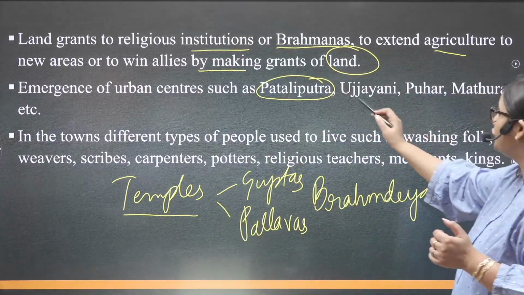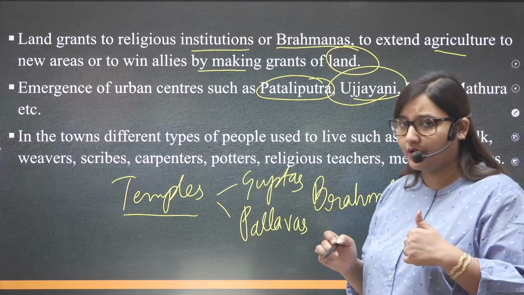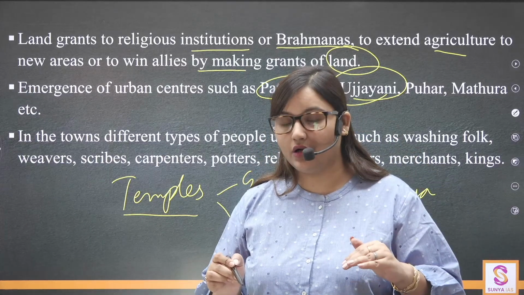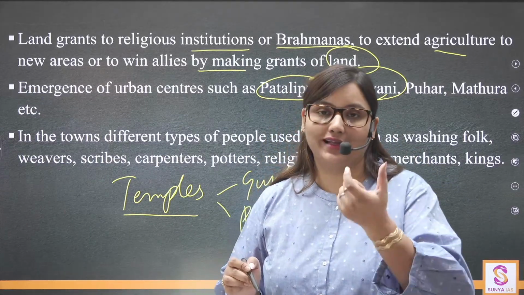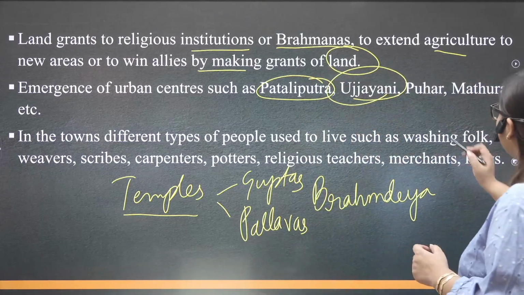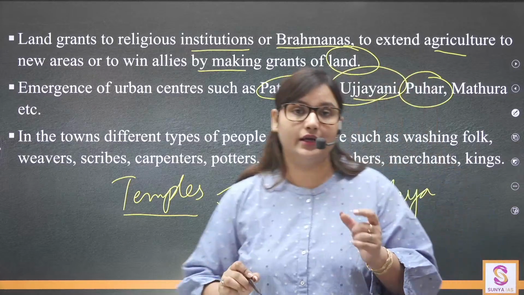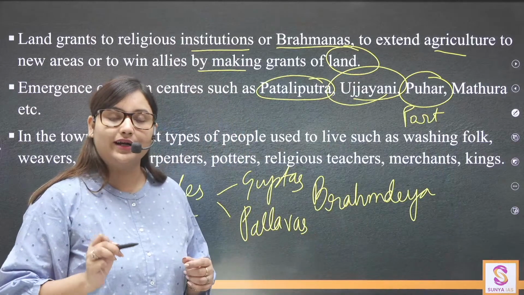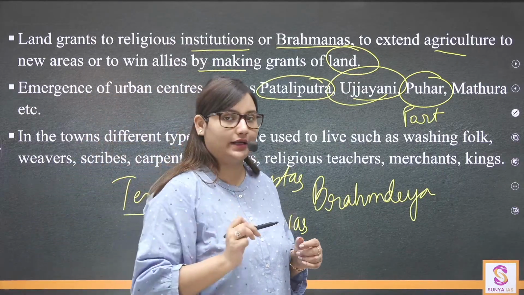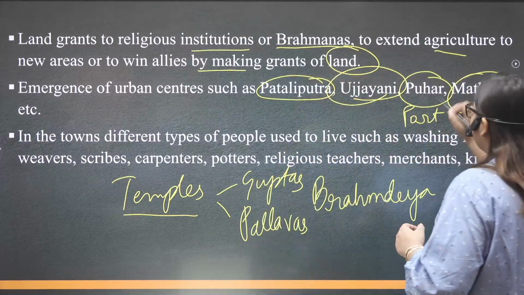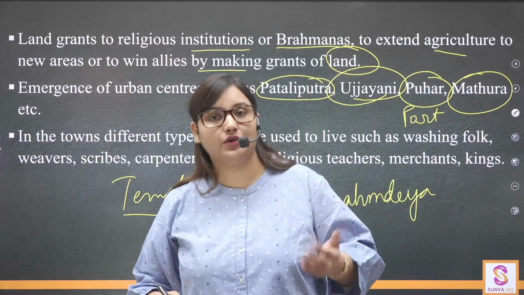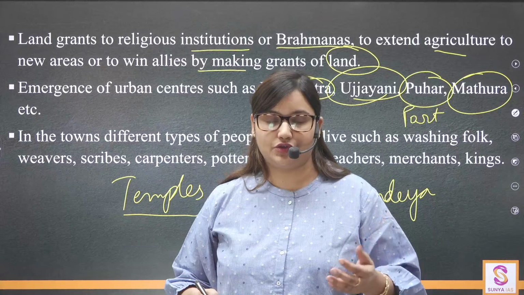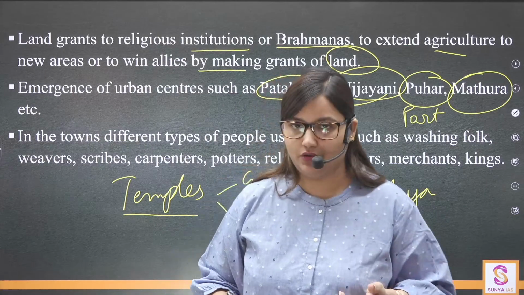Then Ujjaini. If you remember, I told you that Ujjain is in the center of the North and South Indian subcontinent, so it became a connecting point, and that's why trade used to happen from here. Then Puhar was an important port, where import and export was done. That's why Puhar is very important, and it was under the control of the Cholas at that time. And then Mathura. Mathura became a center of art, where the Mathura school of art developed, using red sandstone, and they used to make sculptures of Hinduism, Jainism and Buddhism also.